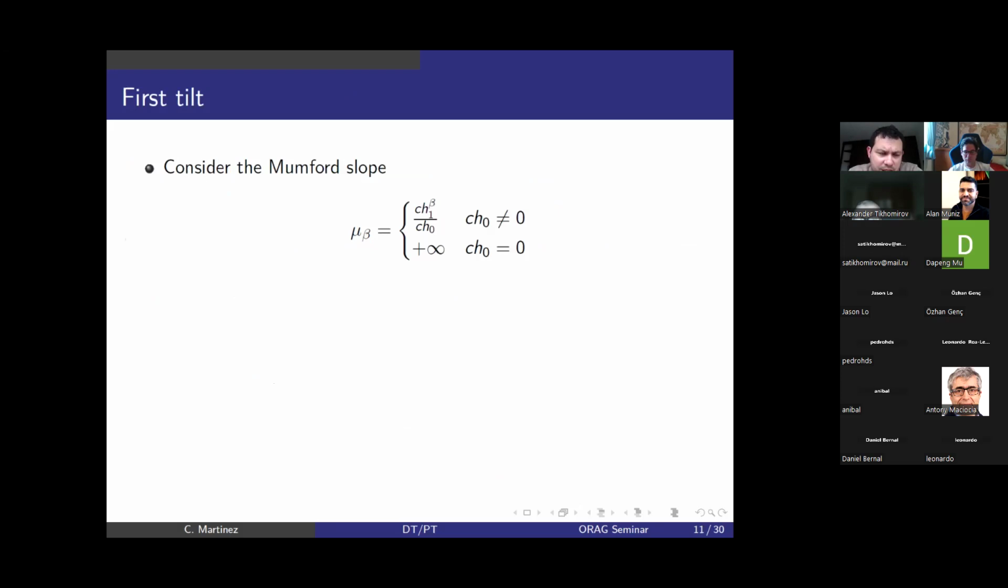And then we can do this first tilt. It's a double tilt, so we have to do this twice. But for the first tilt, what we will do is take the Mumford slope, so ch1 over ch0, and here I will take it twisted. So it's a twisted Mumford slope. I define it as this quotient, the usual one, when ch0 is non-zero, and I define it as plus infinity when ch0 is 0.